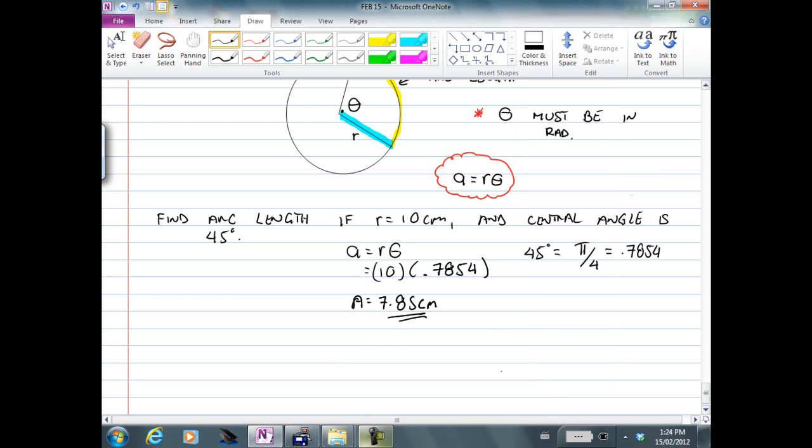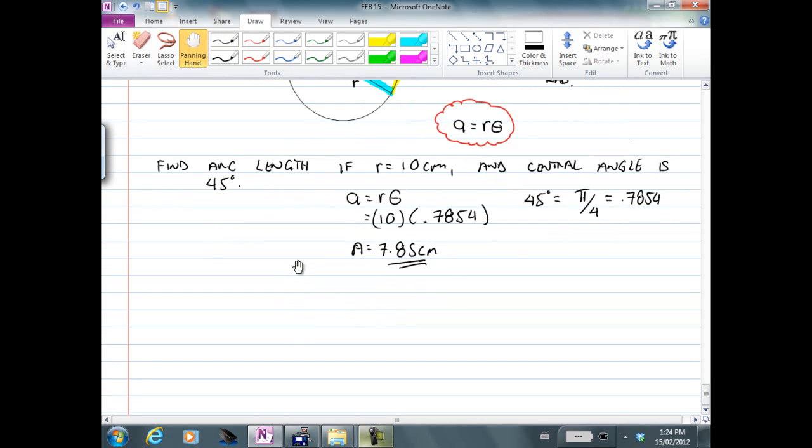Voila. Could you just leave it at 5 pi by 2? Yeah, you could, but all your answers are going to be in decimals on the exam. That's why. Because when you measure arc length, they don't like to leave it as some word pi. Okay? Try another one. A bit more challenging this time.